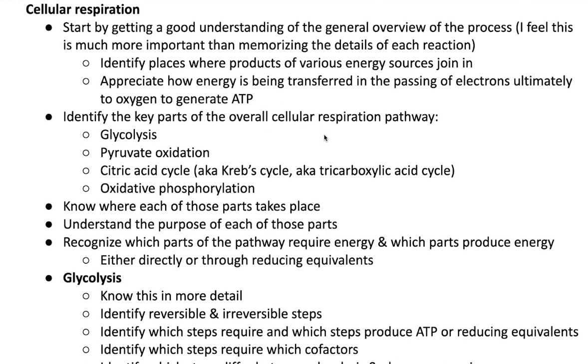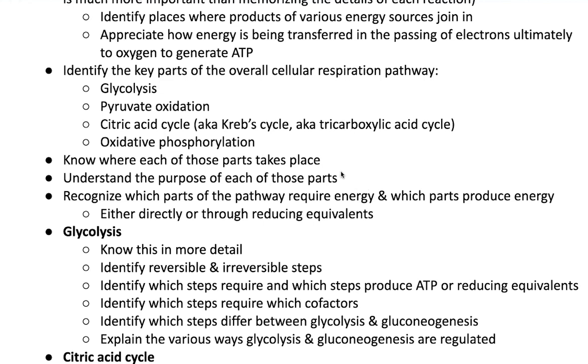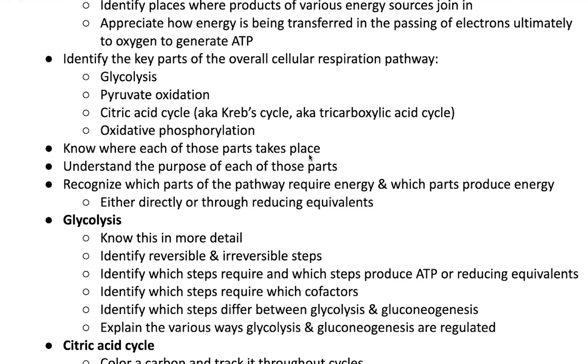Identify the key parts of the overall cellular respiration pathway, so glycolysis, pyruvate oxidation, the citric acid cycle, which is sometimes called Krebs cycle or the tricarboxylic acid cycle, and oxidative phosphorylation. Know where each of those parts takes place. Is it taking place in the cytoplasm? Is it taking place in the mitochondria? If so, where in the mitochondria? Is it in the cortex? Is it in the matrix? This sort of thing.